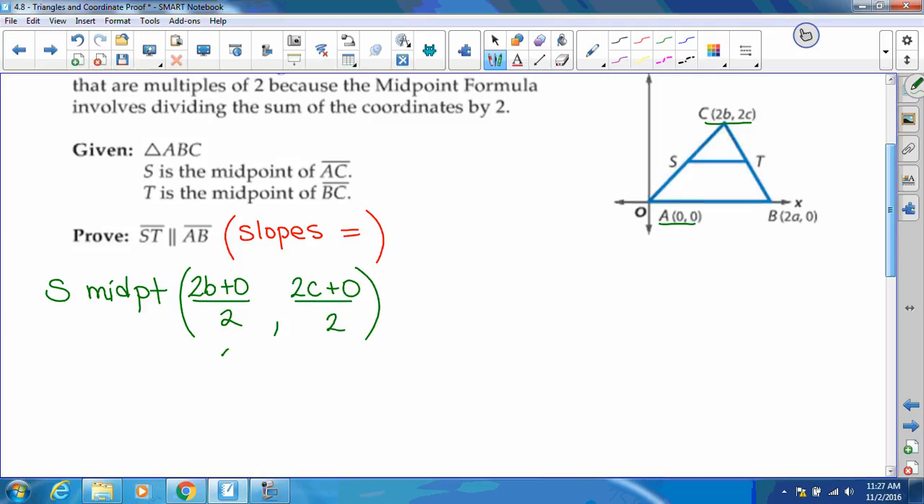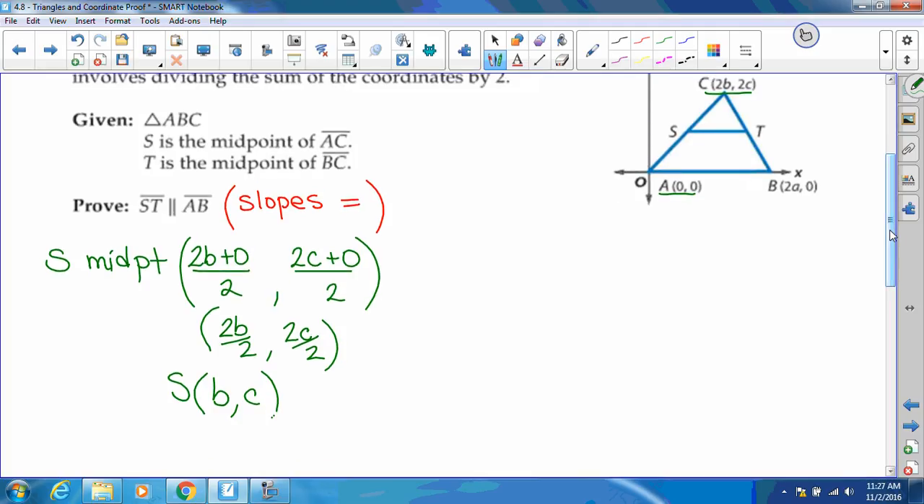So I would get 2B over 2, comma 2C over 2, and that's going to reduce to B, comma C. So there's my point S. Now we're going to do the same thing for point T, because T is also a midpoint. So I'm going to do the midpoint formula, this time using C and B. I'm going to take my X values, so 2B plus 2A over 2. Remember, midpoint is cut in half. And then 2C plus 0 over 2.